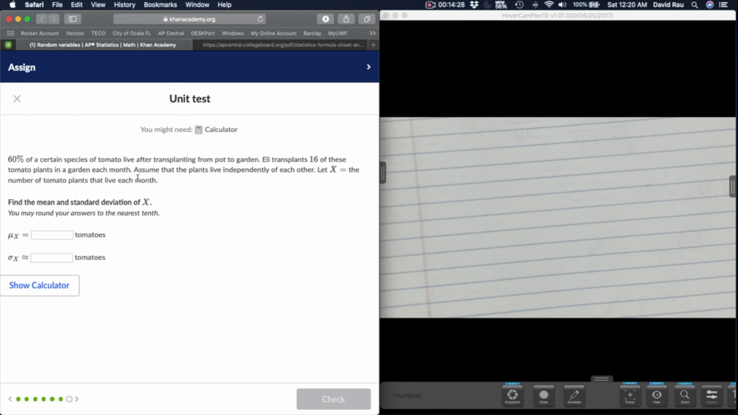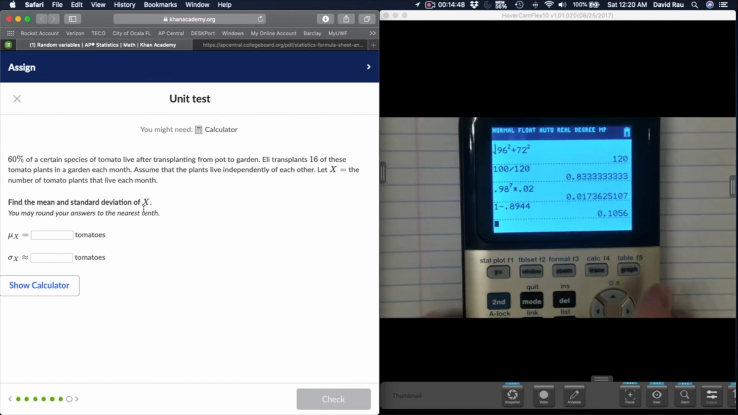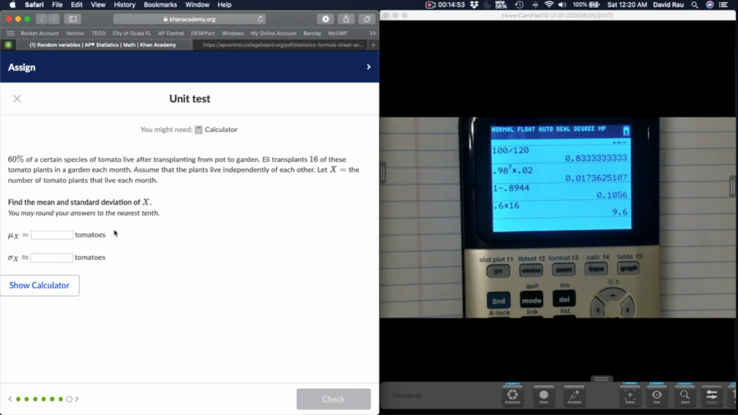60% of a certain species of tomato live after transplanting from pot to garden. Ellie transplants 16. Assume the plants live independently from each other. Let X be the number of tomato plants that live each month. Find the mean of X. Let's see here. Well, the mean would simply be the probability times how many you transplant. So 0.6 times 16. It's like 9.6.